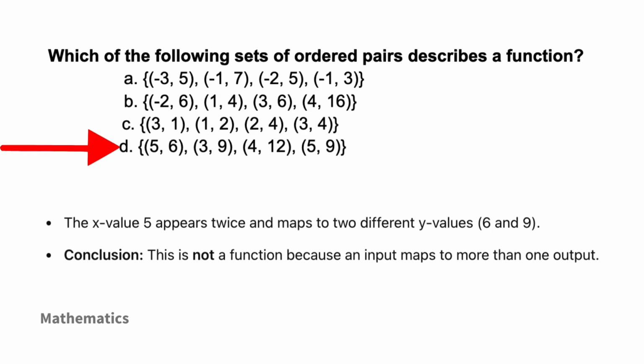Take a look at option D, 5, 6, 3, 9, 4, 12, 5, 9. The x value, 5, appears twice and maps to 2 different y values, 6 and 9. Again, the conclusion is that option D is not a function because an input maps to more than one output. Therefore, given these solutions, we know that the correct option is letter B.